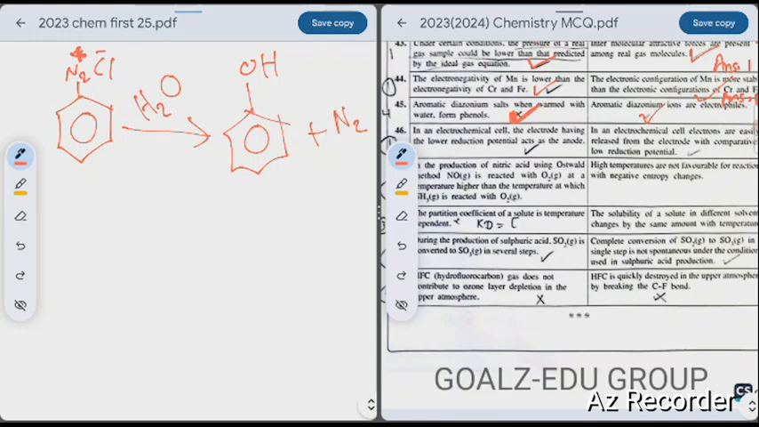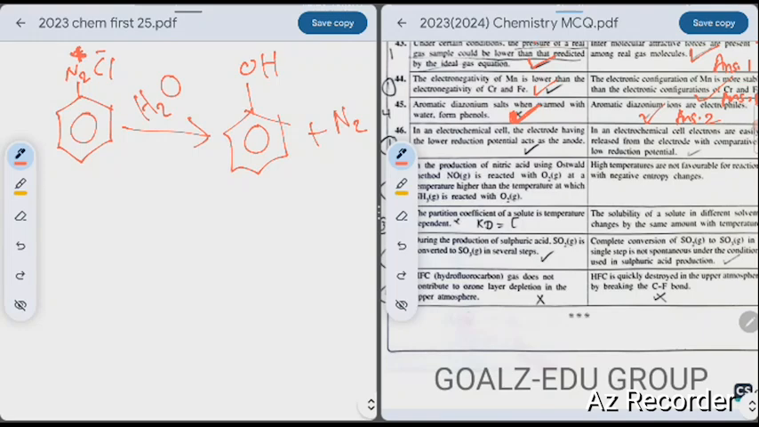Aromatic diazonium salts form phenols. It is not the reason, as aromatic diazonium ions are electrophiles. So that is not the reason for that. And therefore the answer is 2 for this 45th question. Answer is 2.